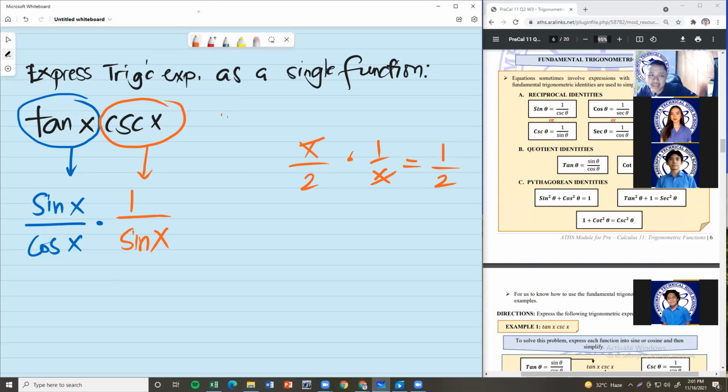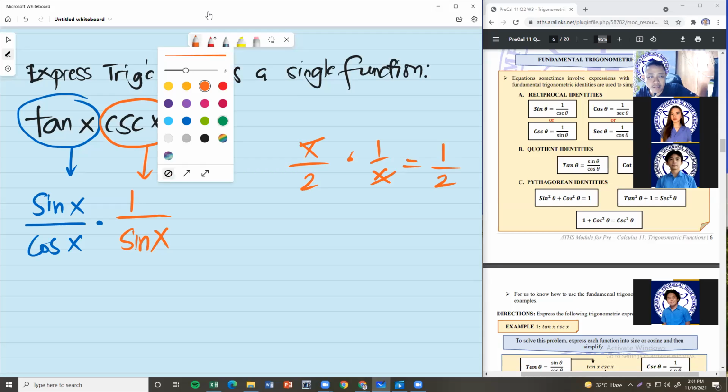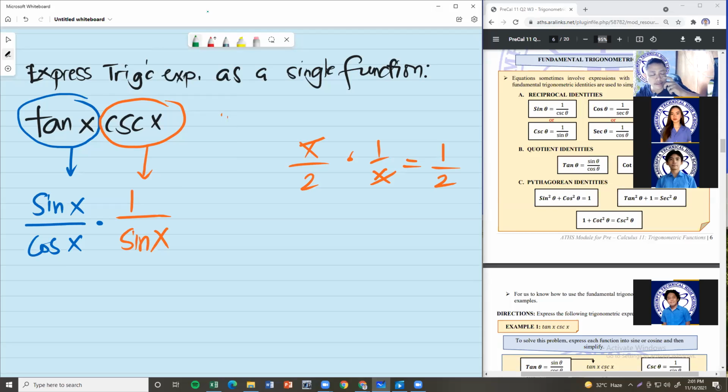Okay, that's it. Similarly, in our trigonometric function, since we are multiplying them, we can just simply cancel out like terms or similar functions in the numerator and denominator, and they will just be equal to 1 because x divided by x is just equal to 1. Okay, so therefore, can we cancel out sine x and sine x here? Sine x in the numerator and sine x in the denominator.